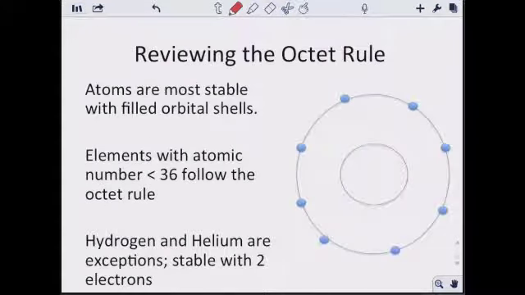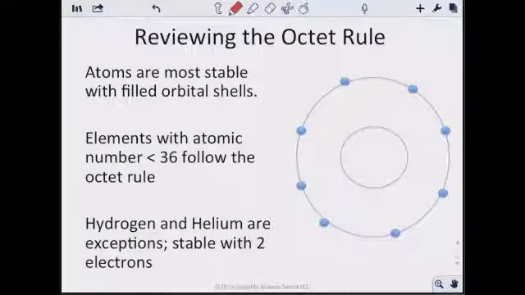They're relatively low. And then looking at the octet rule, atoms are most stable with filled orbital shells. So they all want to have 8 valence electrons. That is the octet rule. And elements with atomic numbers up to 36 follow the octet rule, except for hydrogen and helium. Those guys only need 2.